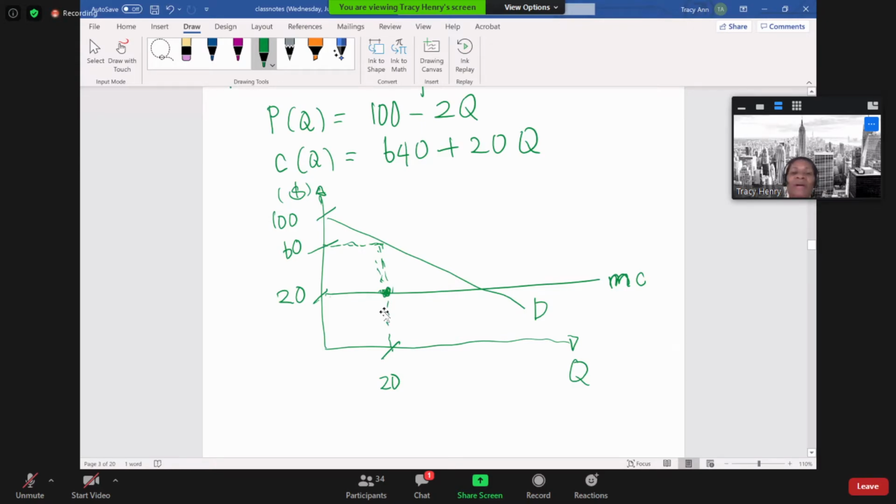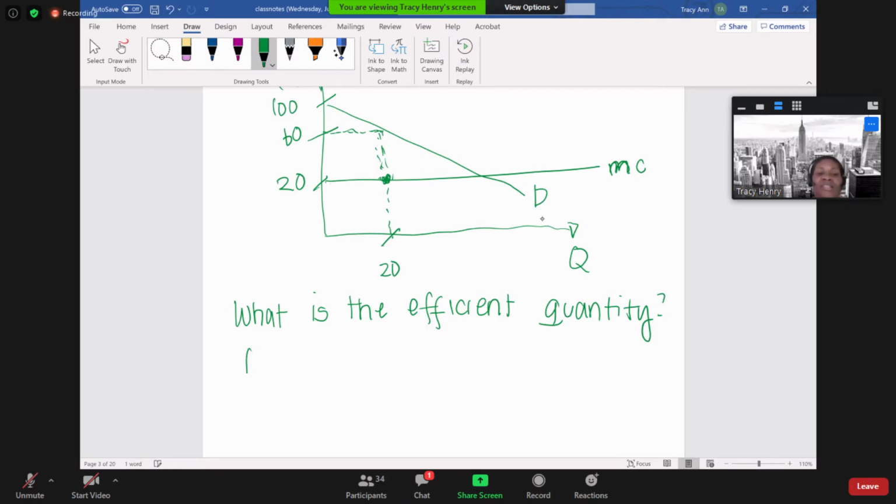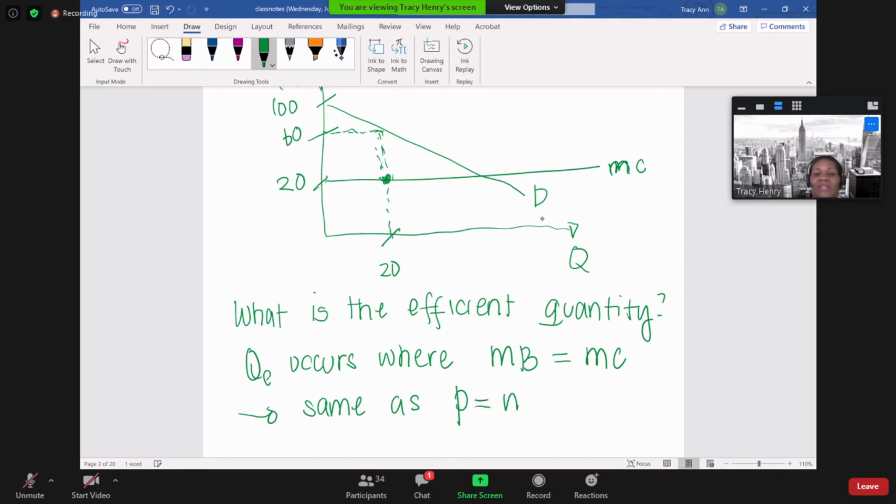Okay, but let's talk about that efficiency. What is the efficient quantity? Where marginal cost and demand intersect, right? Exactly. You are quite correct. What is the efficient quantity? So your QE occurs where marginal benefit is equal to marginal cost, same as where your price is equal to marginal cost.